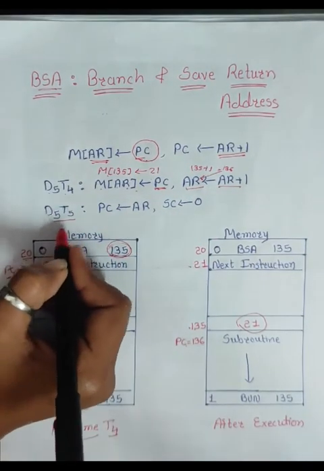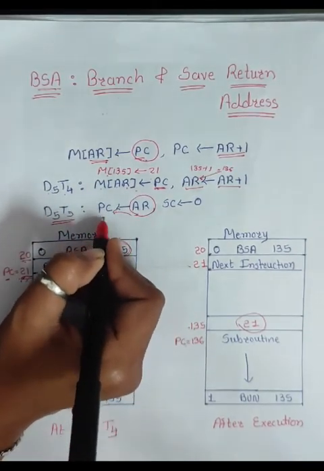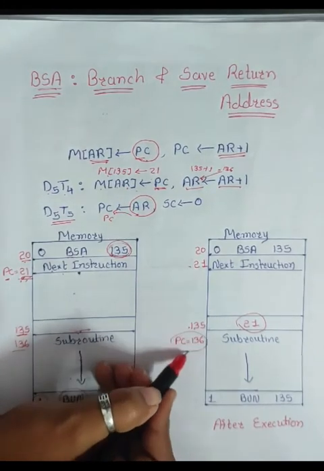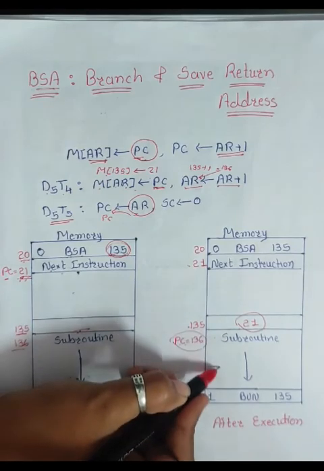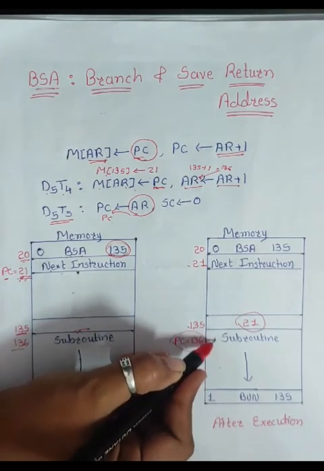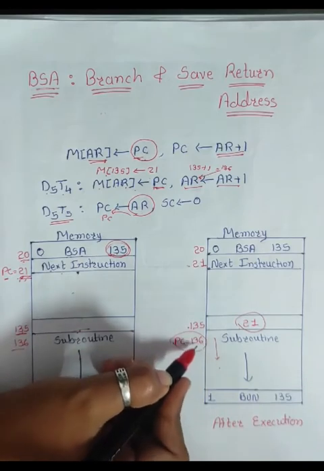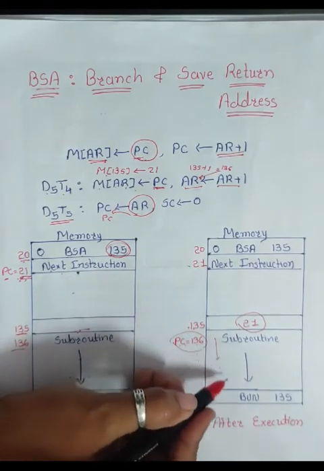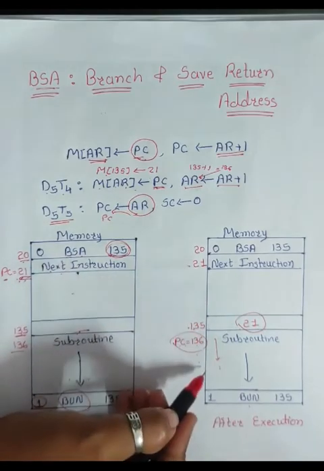And at the D5 T5 signal, that AR is given to my program counter. That means program counter is having this 136 value, and here my subroutine starts, right? Now this will give you the set of instructions, so it will keep on executing this instruction 136, then 137, 138. After completing the subroutine, the last instruction is BUN instruction. Now this is the working of BSA.